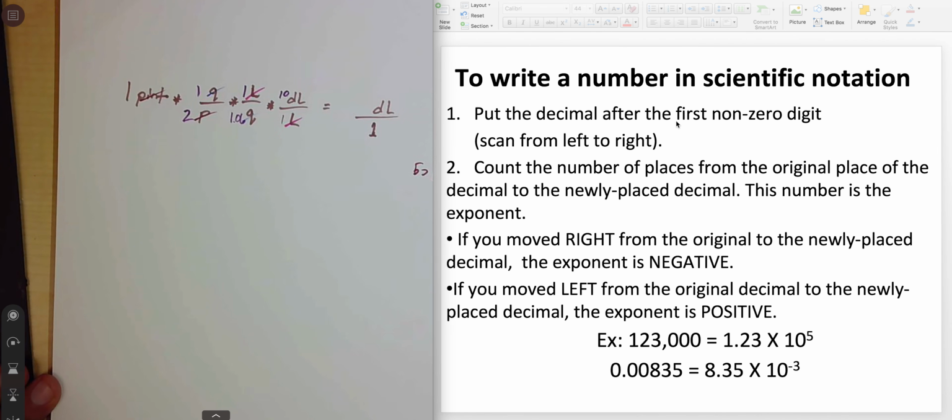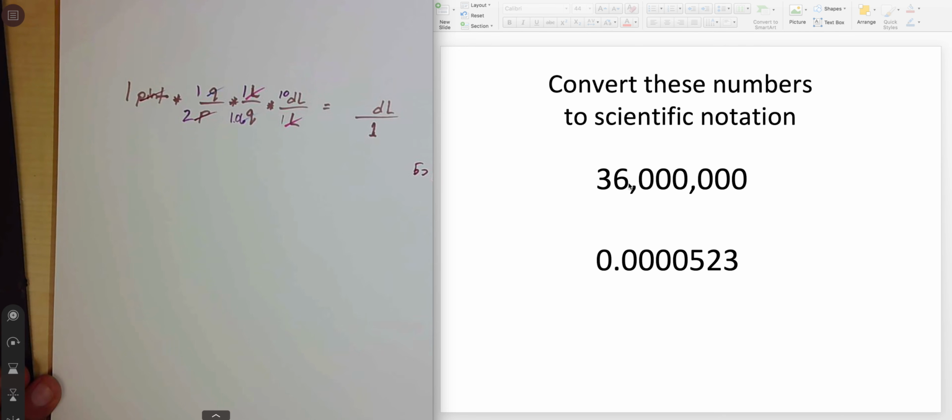Always put that decimal place after the first non-zero digit, your first whole number. Just put it there and then count. Count the number of spaces. If it's to the right, then it's a negative. If it's to the left, then it's a positive. All this is written down here for you as well. So when you get the free time, go ahead and convert these to scientific notation. Press pause, get her done.